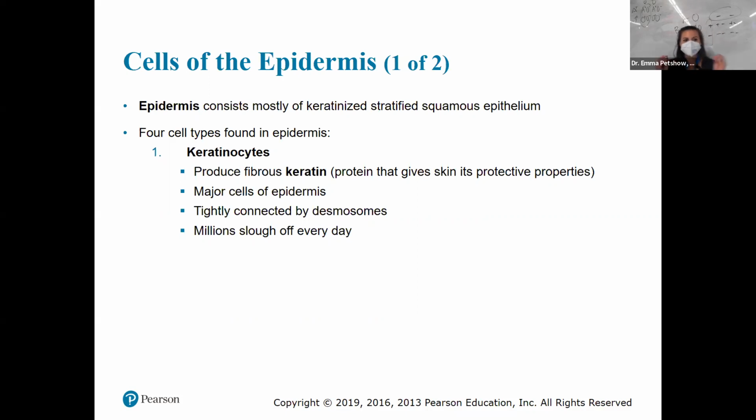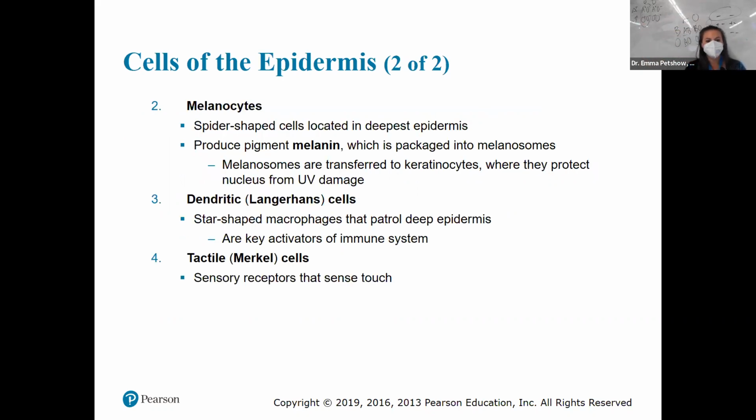They're connected tightly by desmosomes. Those are those cell communication devices that keep certain cell lines connected and together. But again, as they move to the top, they slough off. You then have more functional components of the epidermis. These are your melanocytes, your dendritic or Langerhans cells, and your tactile or Merkel cells. Your melanocytes are more spider-like. They're deep into the epidermis, not superficial. They don't slough off. And they produce melanin, which provides protection against UV damage and pigmentation of the skin.